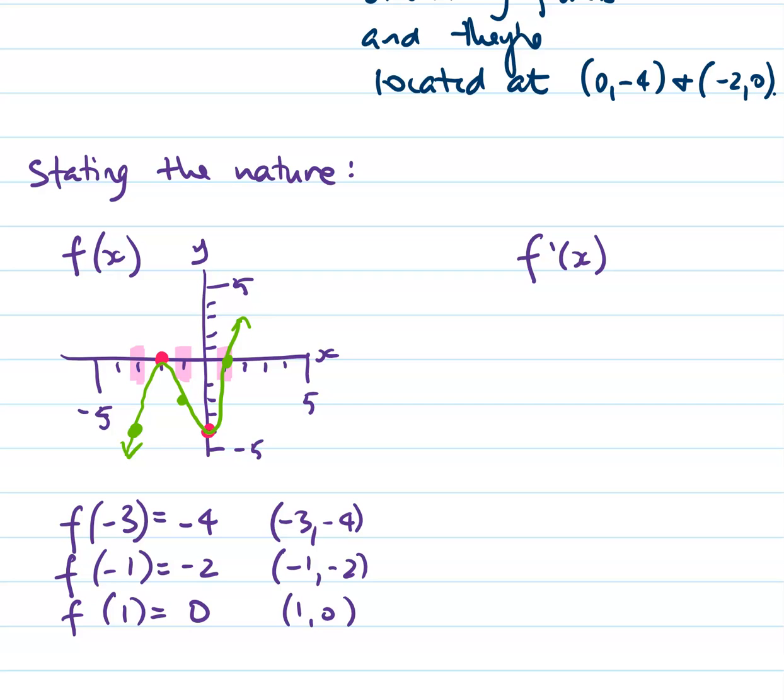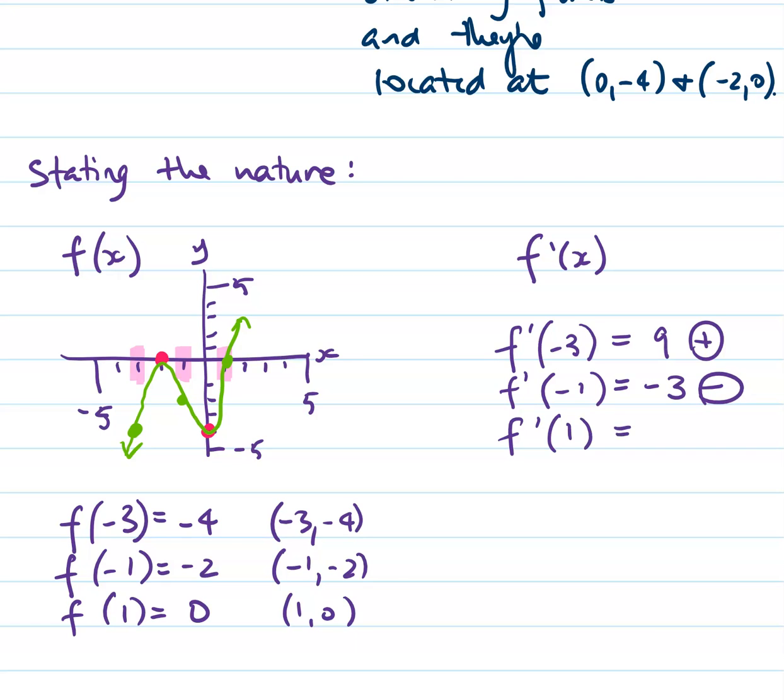Using the derivative gives us the same answer, and it's just another way of finding the same thing, really. We can find the derivative at those same 3 points that I chose. So the derivative at x equals negative 3 will give us the gradient, and that's 9. That's a positive number. The gradient at negative 1 is a negative number. It's negative 3. And the gradient at 1 is 9 again, which is again a positive number.